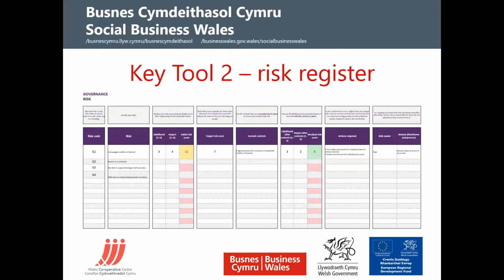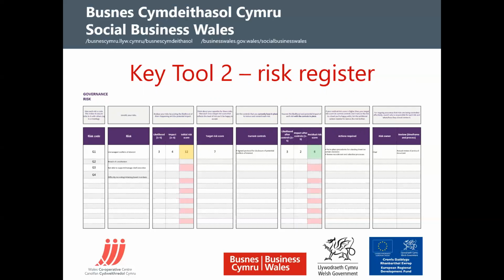The second key tool we're looking at here is a risk register. Now, on the screen here, we have an example of a governance risk register where you would identify your risks and you would analyze them by scoring the likelihood of them happening and the potential impact, giving them an initial risk score. Think about your appetite of these risks and give each one a target risk score that reflects the level of risk you'd be happy to accept.